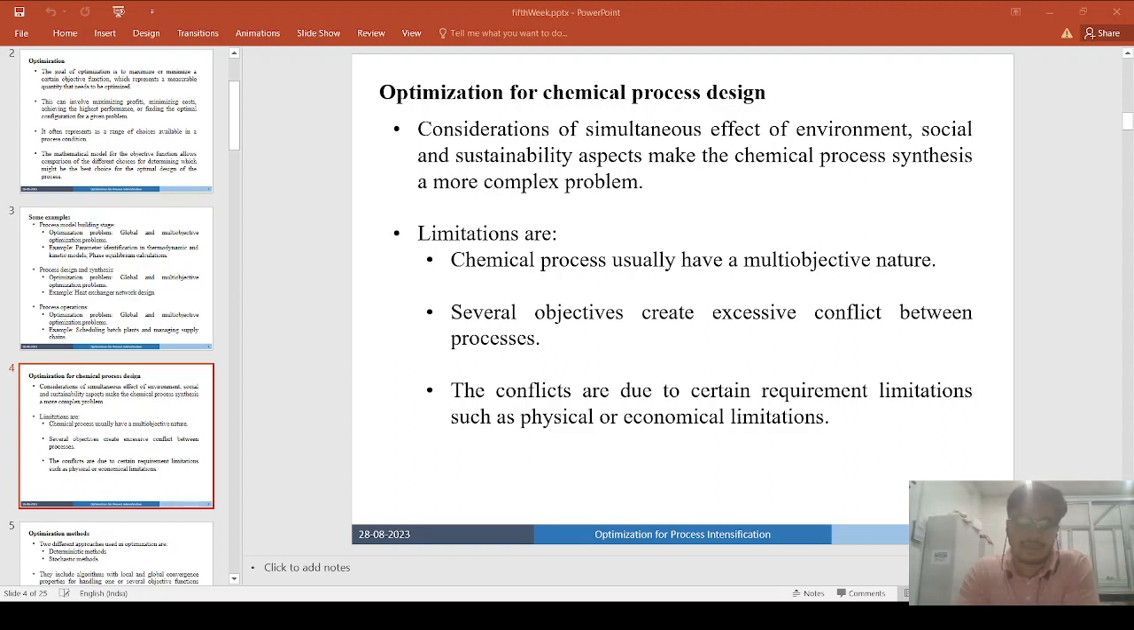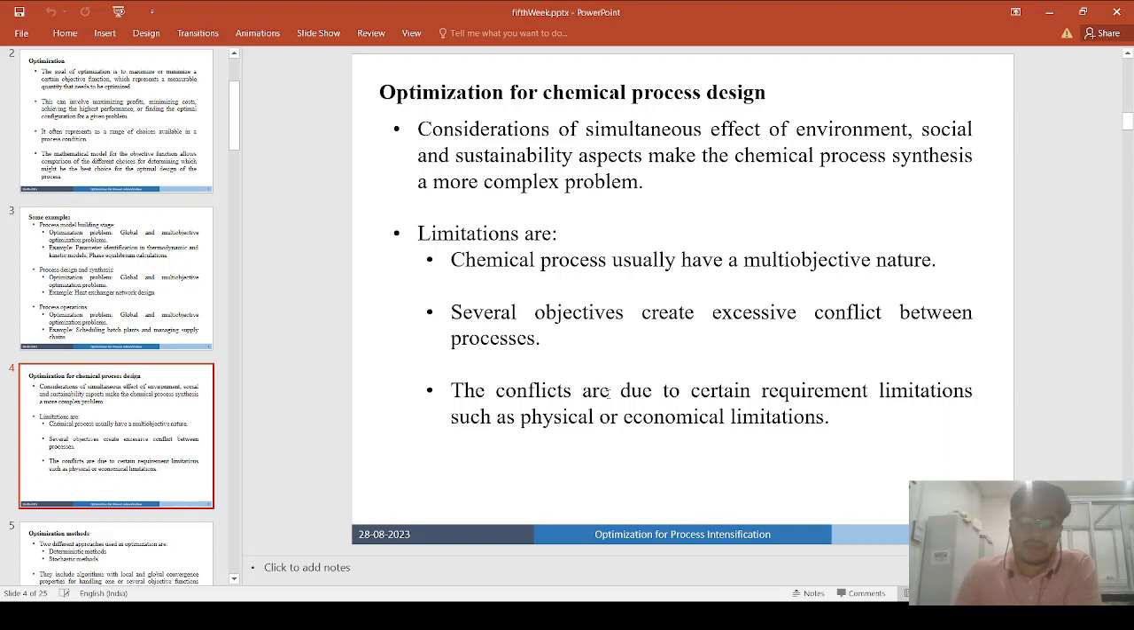That is why the optimization problem in a real chemical system is quite complex, because of several objective functions, and that too conflicting among themselves. These conflicts are restrained by requirements, physical or economical limitations. So this sort of conflict is actually requirement limited. For example, as I just said, if you want to increase your profits, that comes under an economical limitation.